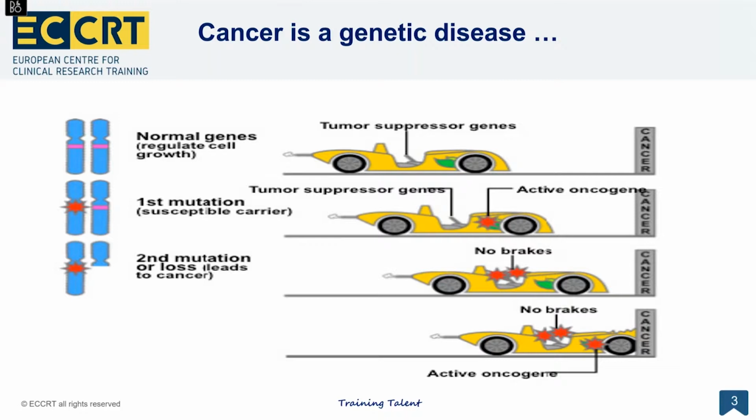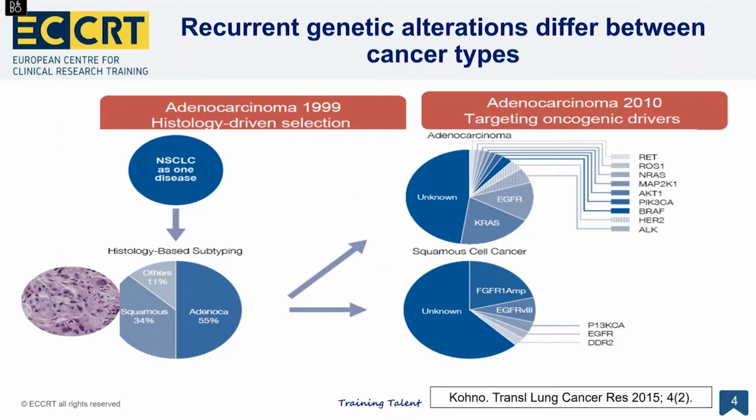If you don't take care of this. Now, just take a look at this slide, and you can see that this is a case of non-small cell lung cancer. On the left side, in 1999, there was only a histological-based subtyping. You had a squamous cell type or you had an adenocarcinoma. Nowadays, in 2010, and we even have more information now, you can see that there is even more known about these subtypes, about these mutations that will cause squamous cell cancer.